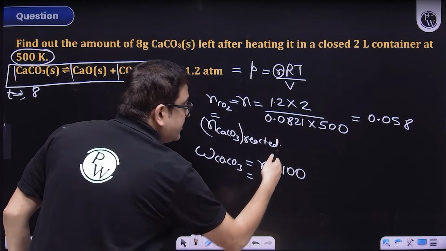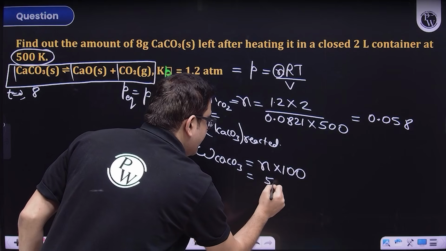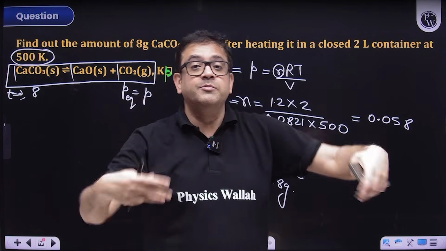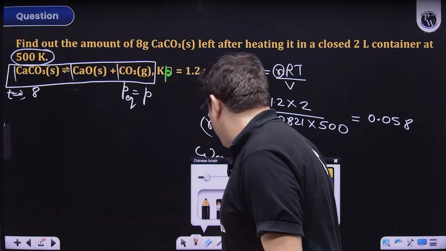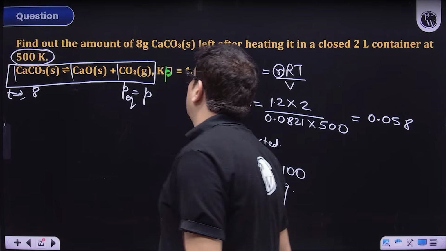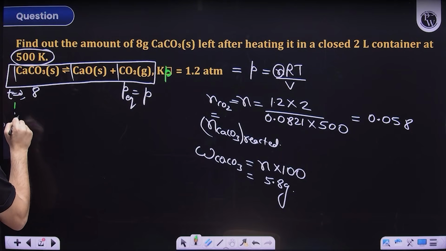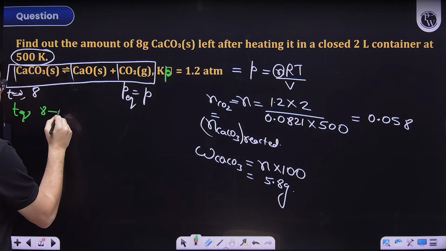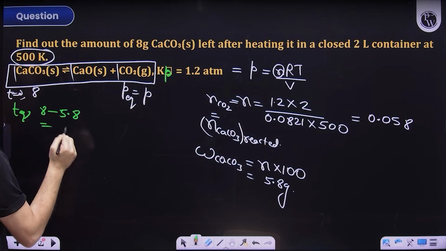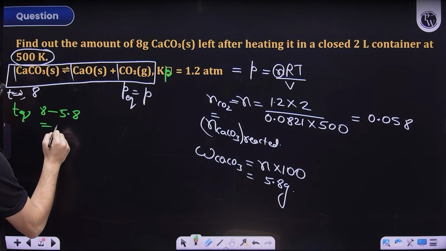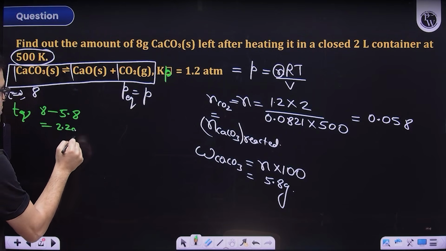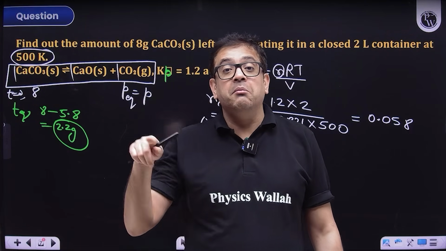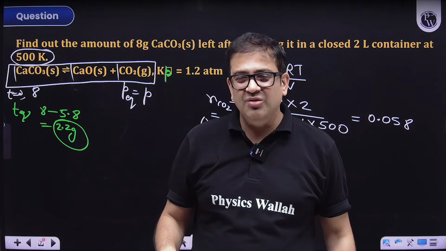So what will be the weight? Into 100, so it will be somewhere around 5.8 gram. So 5.8 gram of calcium carbonate has been decomposed. So how much has been left behind? 8 was given at equilibrium. 8 minus 5.8 is decomposed. So what is left? 2.2 gram. So this 2.2 will be your answer. JEE may ask it as something into 10 raised to power minus 1. So all these things you should know.